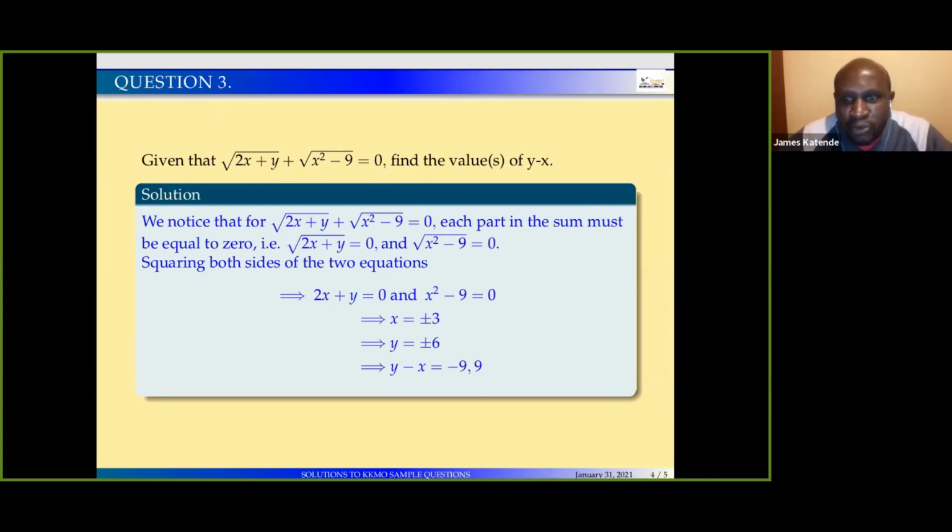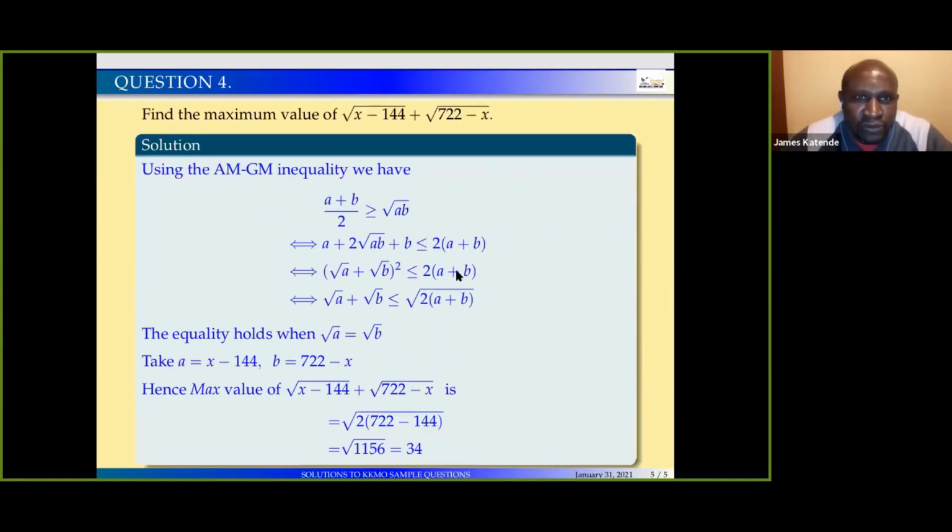So we'll be going to the last question. Question 4. This question asks us to find the maximum value of this sum, the square root of x minus 144 plus the square root of 722 minus x.